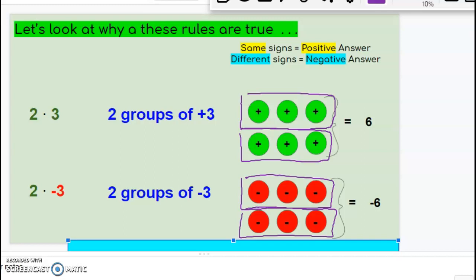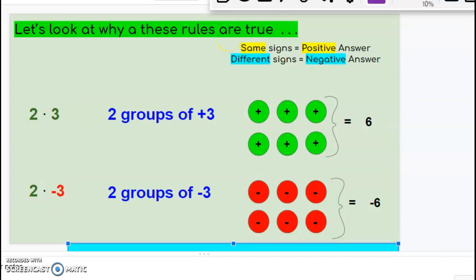Okay? So remember that multiplication is just repeated addition, right? Two groups of 3. So we have 3 plus 3. So here we have a negative 3 plus a negative 3 gives us a negative 6. Okay? And if we go back and look at the rules, same signs in the first example, we had two positives give us a positive answer. Different signs gave us a negative answer, right? So if we follow our rules, we can't go wrong.